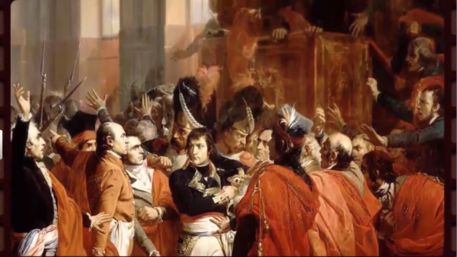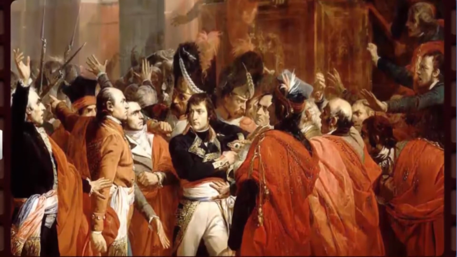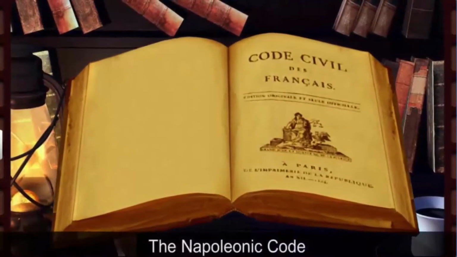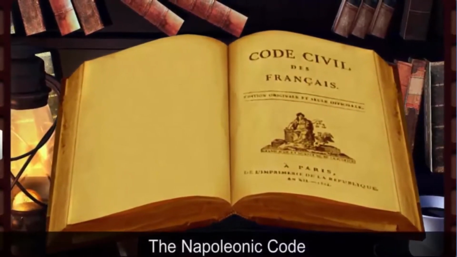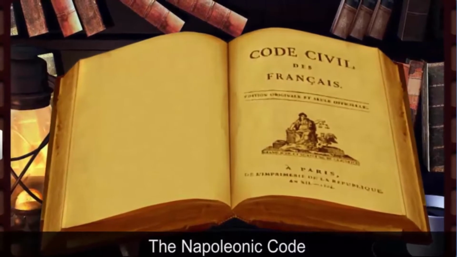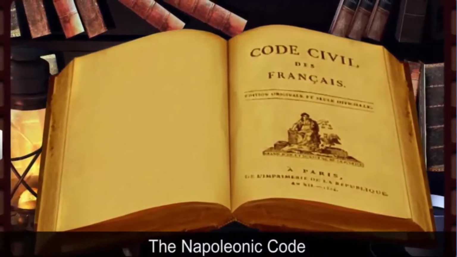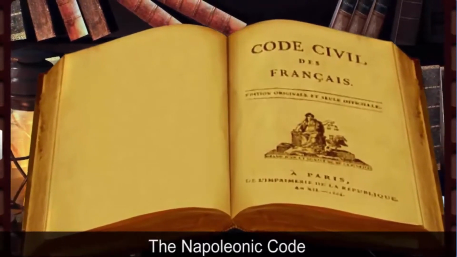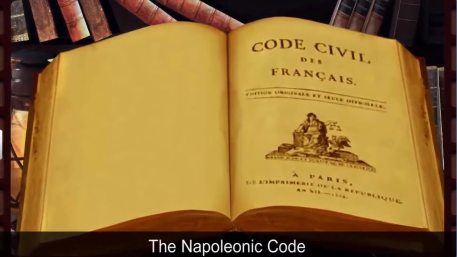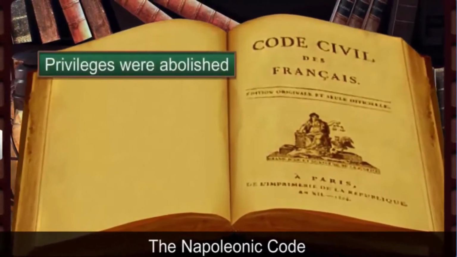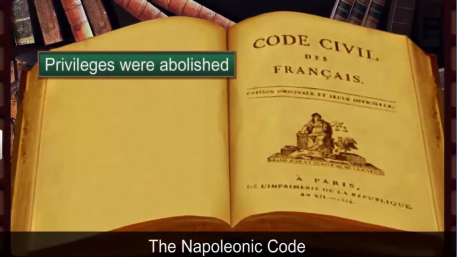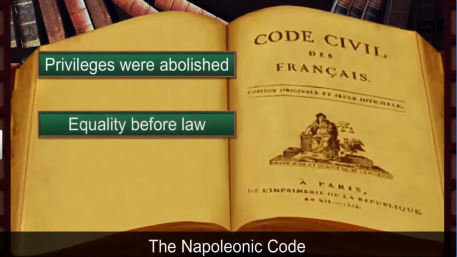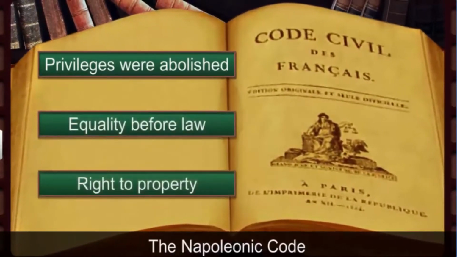On the flip side, he introduced several effective administrative changes. The Civil Code of 1804, introduced by Napoleon, is also known as the Napoleonic Code. It is famous for the administrative changes brought about by Napoleon. As per this code, Napoleon abolished the privileges enjoyed by the noblemen and clergy on the basis of birth. He brought in equality before law and secured the right to property, much to the relief of the general gentry.